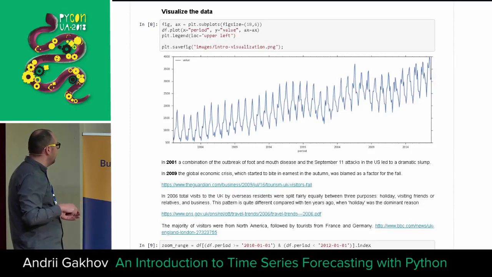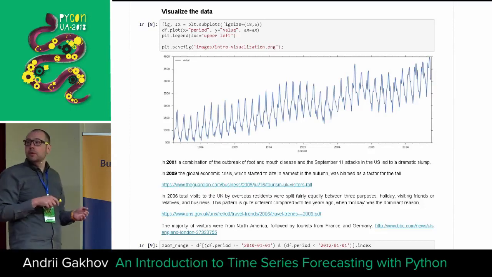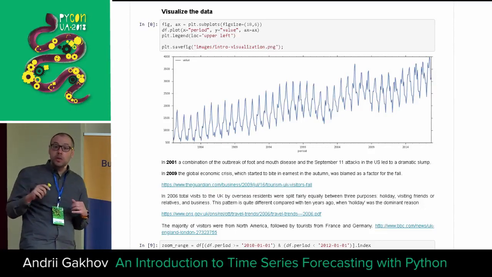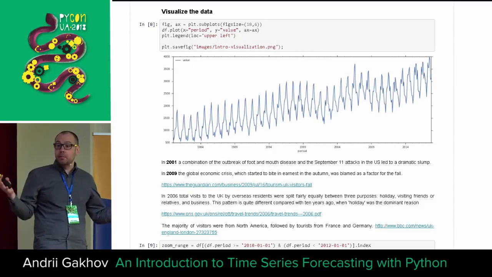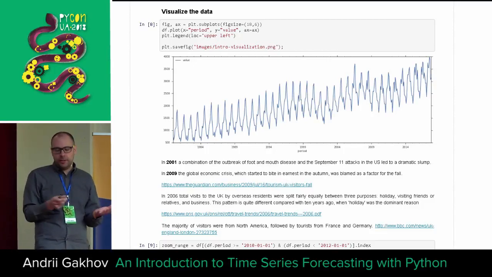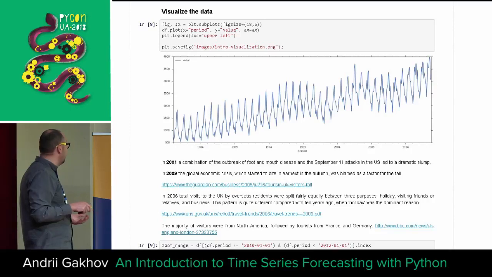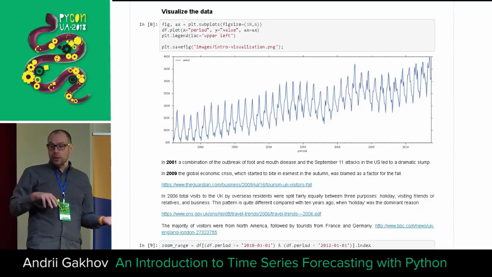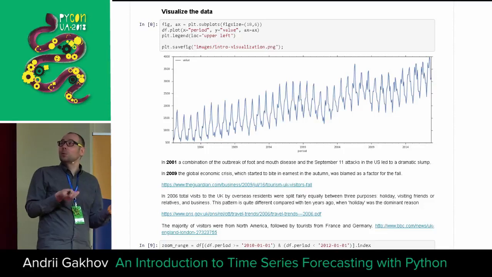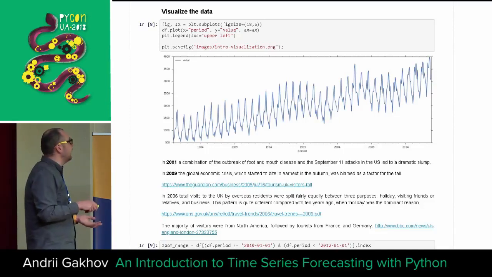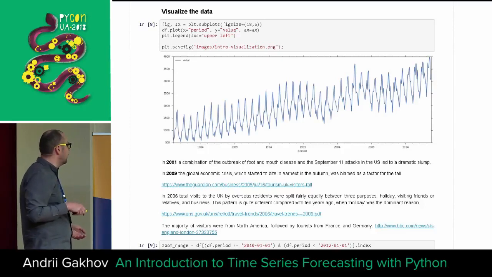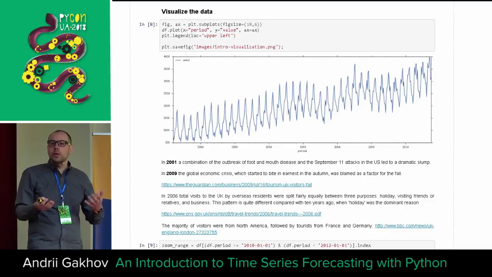This drop was in 2001, after the terrorist attack in the US, because US visitors were a bigger part of the visitors to the UK, which is natural and we can expect. Then it started growing again, and in 2009 there was the financial crisis. Again, the US was not really happy in this place, and again the number of passengers dropped. These are the two main points. Of course, I also checked who actually visits the UK.